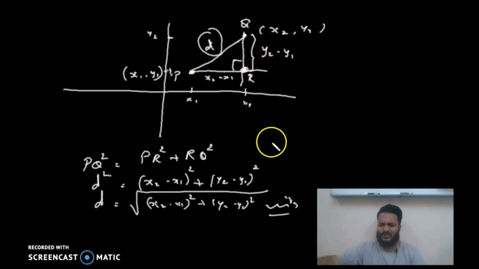If it is between two cities, then it becomes kilometers or miles.